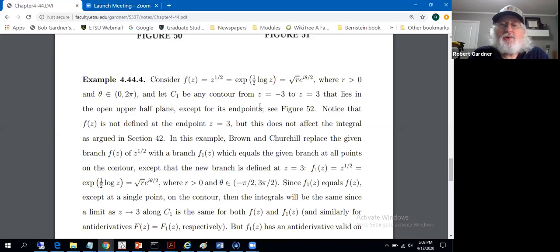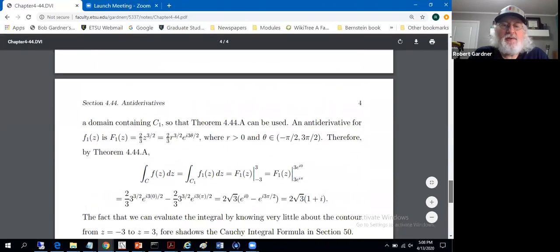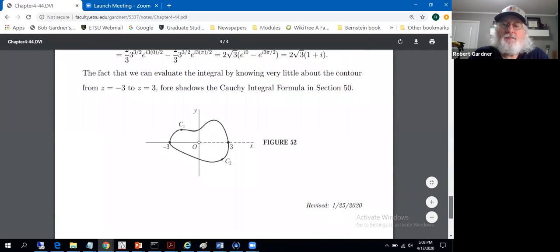And we'll take a contour from -3 to 3 that lies in the open upper half plane, except for its endpoints. So the situation is shown in the figure down here. Here's contour C1. And they're going to have some other conversations in the book about C2. We're interested in C1. It starts at -3, and it does some stuff in the first quadrant, and it ends up at 3. Stays entirely inside, sorry, not the first quadrant, the upper half plane.